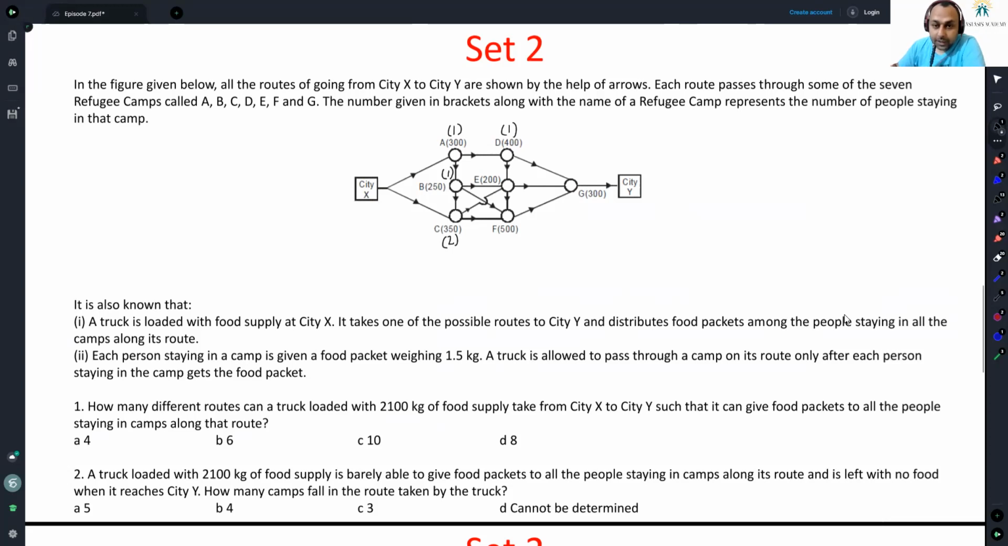B say 1 route, D say 1 route, C say 2 routes. So I can come to D in 4 ways. Okay. To come to F, 1 route from B, 2 routes from C, so 3 ways.